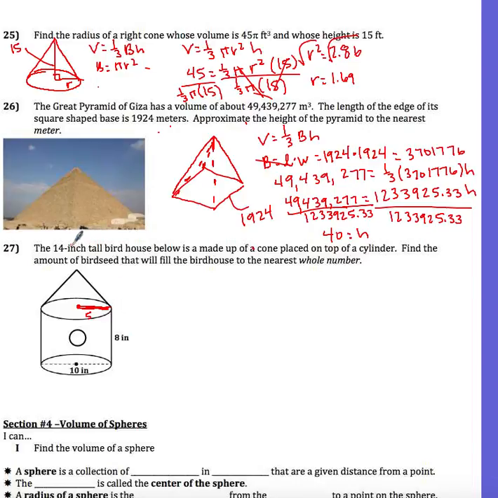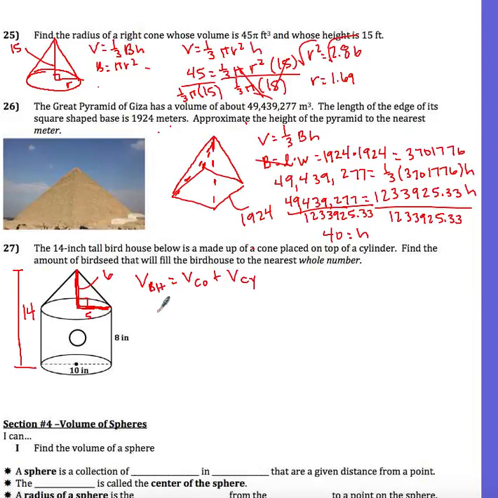Now it also tells us that the whole thing from top to bottom is going to be 14, but my cylinder at the bottom was 8. So if my cylinder at the bottom is 8, then I would say 14 minus 8 to get the height here, which is 6. And remember, your height is always going to meet up with your radius at a right angle. So the volume of the entire birdhouse is going to be equal to the volume of the cone plus the volume of the cylinder.